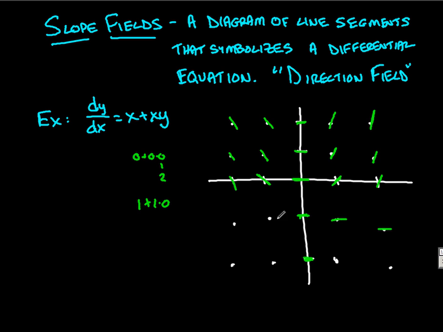All these end up being straight horizontal lines. (-1, -1) ends up being a 0. And you've got zeros all around. And you can fill out the rest of these as you go.